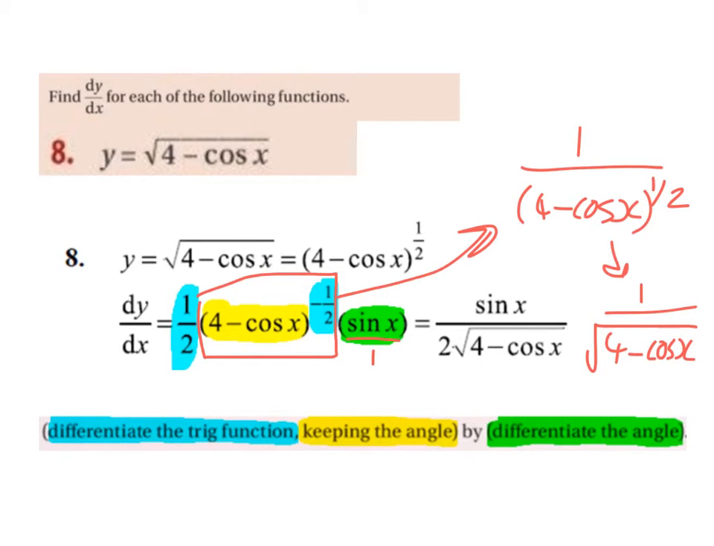So we're going to do top by top, so it's going to be 1 multiplied by 1 multiplied by sin x, which just gives us sin x. And then on the bottom, 2 multiplied by root 4 minus cos x multiplied by 1. So really it's just 2 multiplied by root 4 minus cos x, so we just stick the 2 in front of the root. So we get sin x over 2 root 4 minus cos x, and this is our final answer.